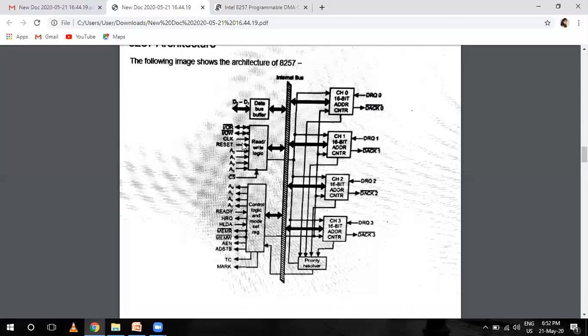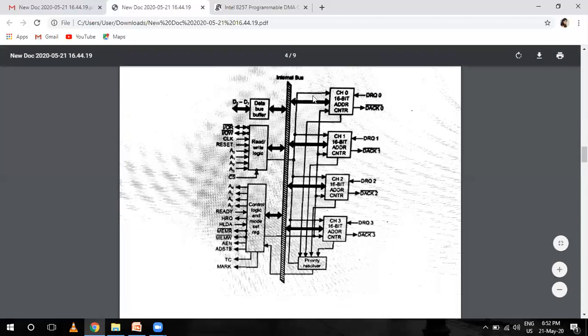See, this is your read and write control logic, this is your control logic and mode set register, and this is your data bus buffer, and these are the 4 channels. So the total architecture is divided into 4 parts: data bus buffer, read write logic, control logic, and the 4 channels.